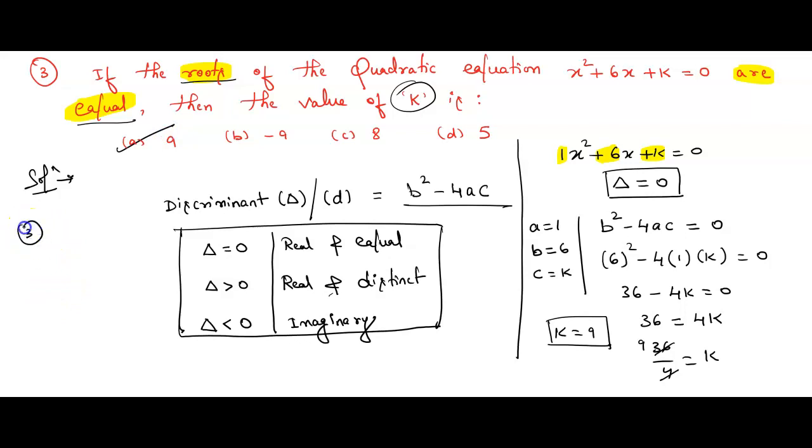Now we have to write question number 3. Option A, plus 9, is the correct answer. I hope you have understood this problem, right children? Now let me solve the next problem.